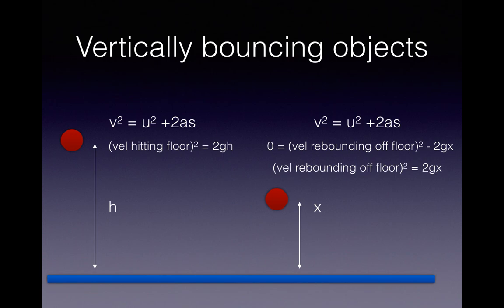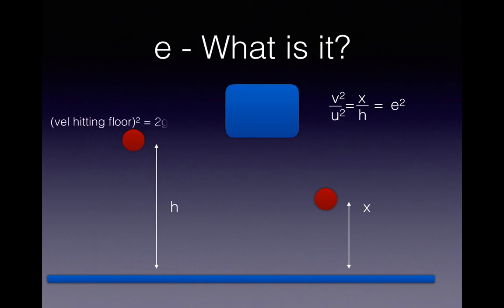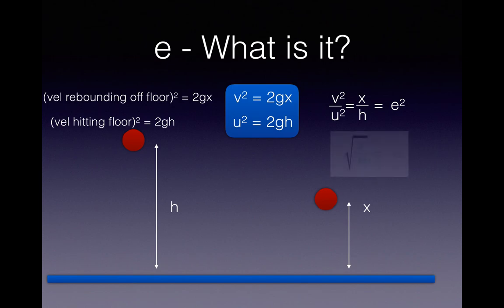The next step then is to use e is equal to minus v over u. Fill those in, and what we'll get is e is equal to the square root of the rebound height over the initial height it was dropped from.